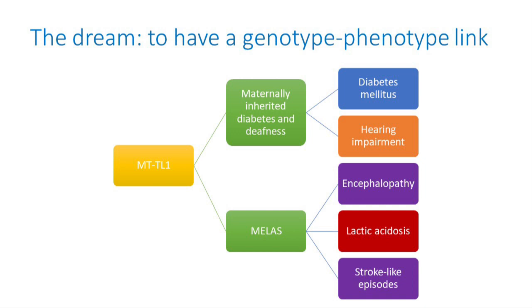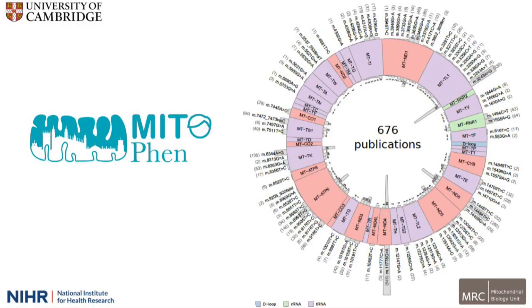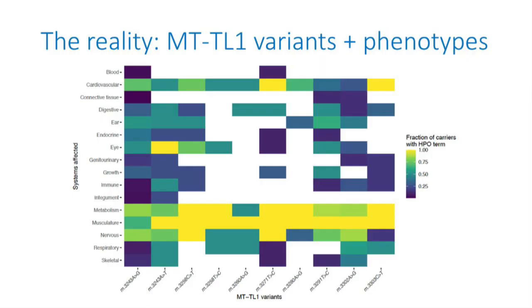So I thought, why not? Let's try and do that. I went and created a database called Mitofen, which looks at all the published literature for mitochondrial DNA variants, and it's up there for anyone to have a look at. And we had a look at that gene I just showed. It's not a straightforward link at all.